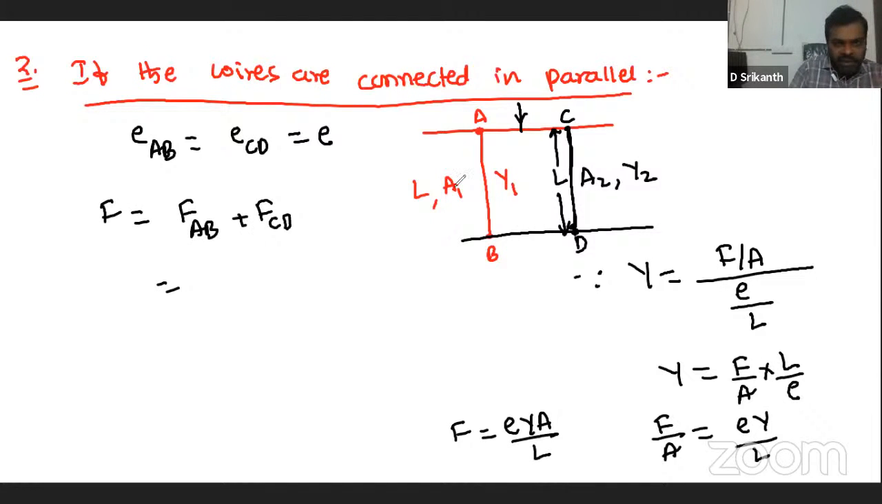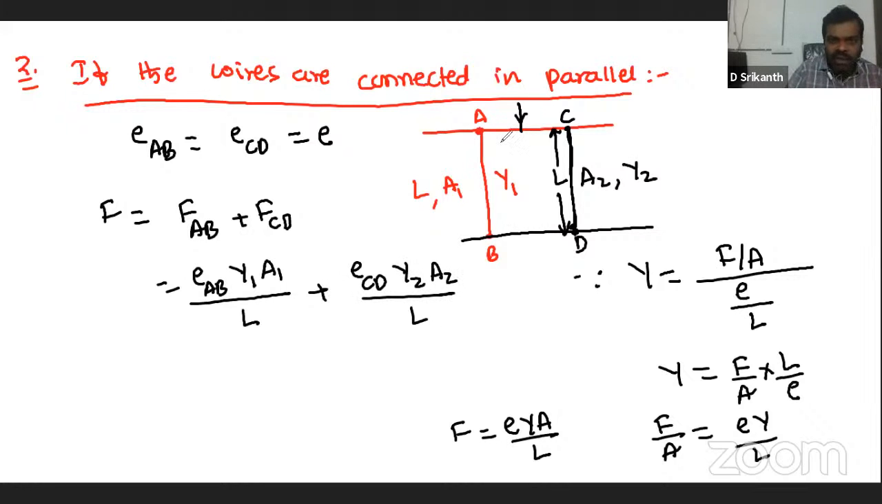So along AB, the elongation is Y1 A1 by length L, and along CD it is Y2 A2 by L. If I consider AB and CD together as one system, the total elongation is E times Y effective times the total area, which I can write as A1 plus A2, by the total length L.